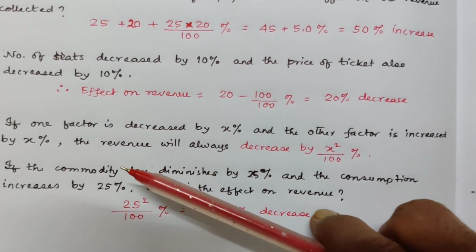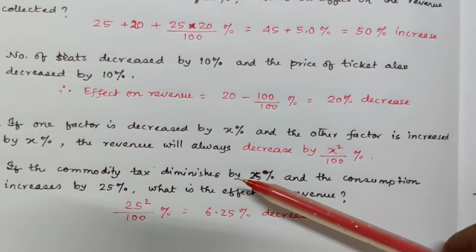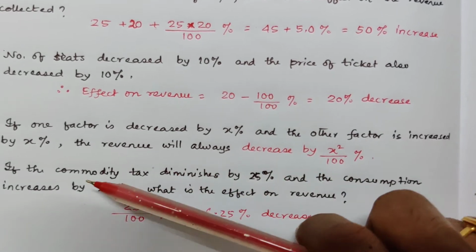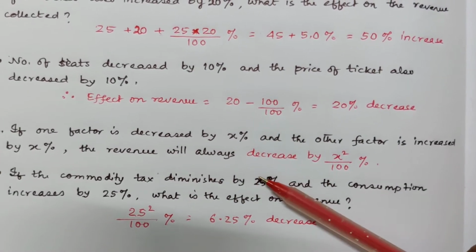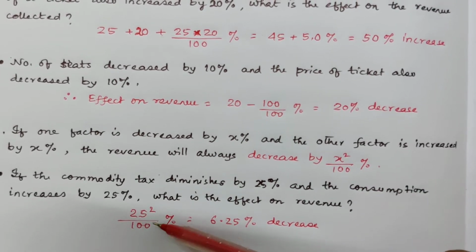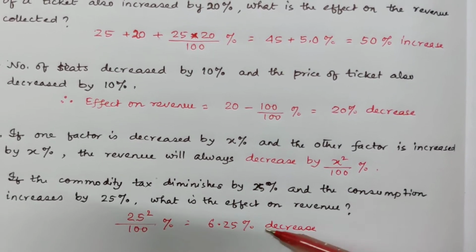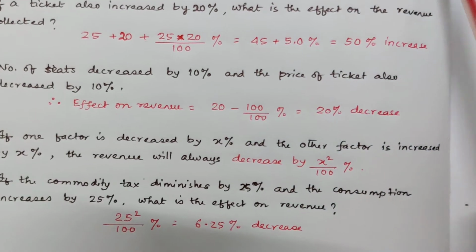So the problem is, if the commodity tax diminishes by 25% and the consumption increases by 25%, what is the effect on the revenue? So that is x square, means 25 square by 100, that means a 6.25% decrease.